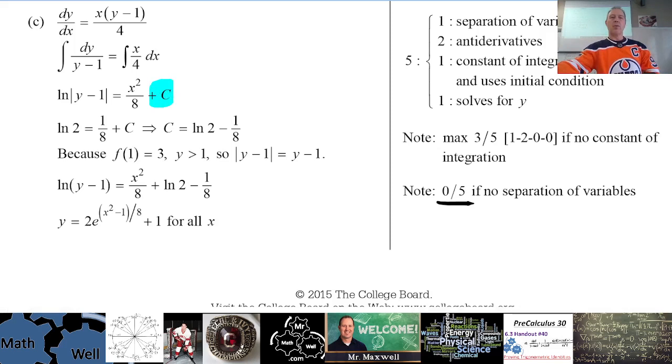Good idea to right away put in your values now. So what was it? 1, 3? Was that the point? 1, 3. So if I put 3 in for y, I get ln of 2 over here. If I put 1 in for x, I get 1/8 plus c. So c is going to be ln of 2 minus 1 over 8. That's what the c value is going to be.